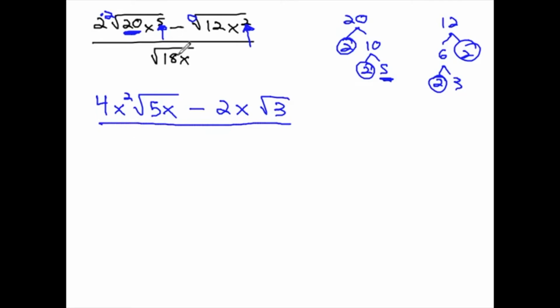All over, simplify the 18. 18 is 6 times 3, and 3 is 2 times 3. And so we see we have a pair of 3's outside the radical and a 2 inside the radical, along with the x. No exponent, it's not going to simplify.